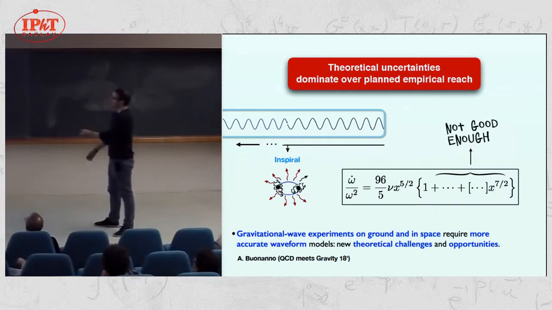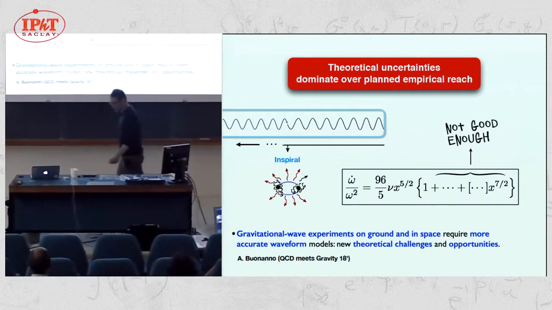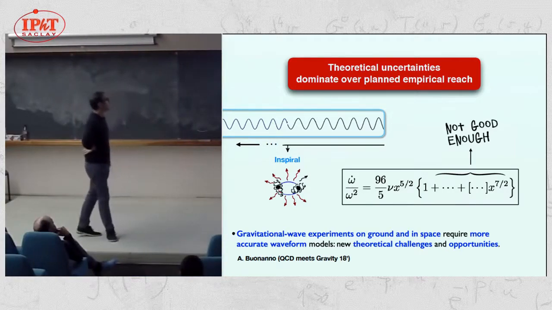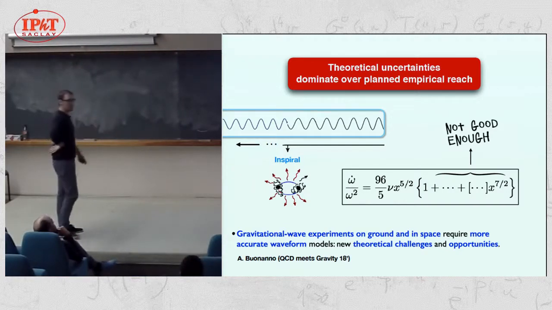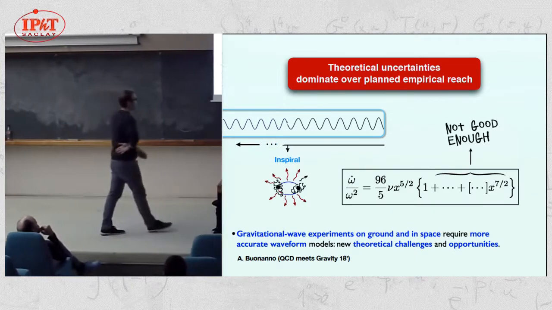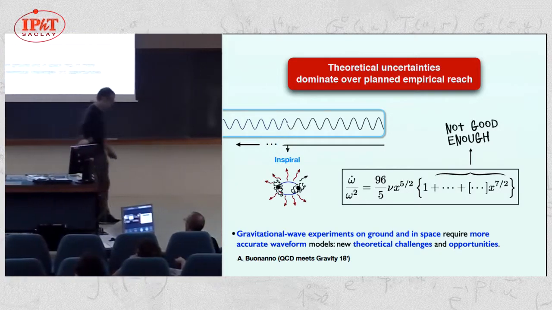And this was also what Alessandra told us recently last year. For those of you who do know who she is, Alessandra Bonanno is the director of the Max Planck Institute, who has a bunch of people working on gravitational wave modeling. So gravitational wave experiments on the ground and in space require more accurate waveforms than are known right now. That's the interesting part about the challenges and the opportunities in this field.